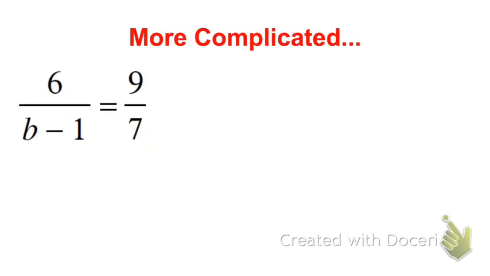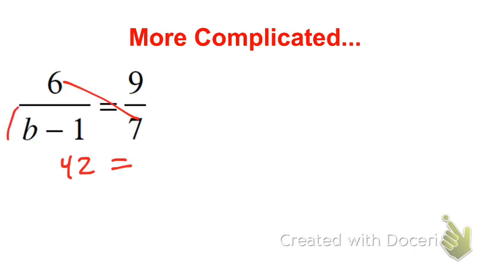One last one, a little bit more complicated. So let's say we were looking at this guy. Again, you can cross multiply either direction. Let's go ahead and take care of this one to start. 6 times 7 is going to be 42. Now, when you cross multiply here, you're not just going to cross multiply the 9 times the b. You're actually going to cross multiply the 9 times the b and the -1.